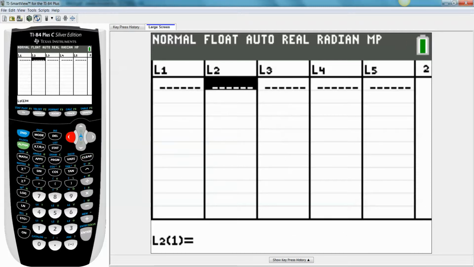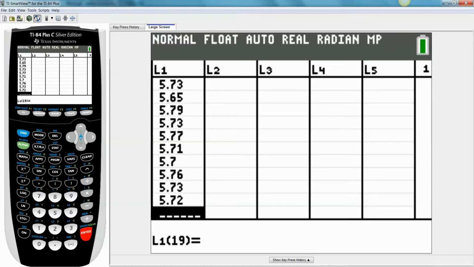All right, and then you're going to type all the data points in. So 5.7, 5.67, and so on. All right, I'm going to pause and go type in the data. One sec. All right, there we have all the data typed into L1.